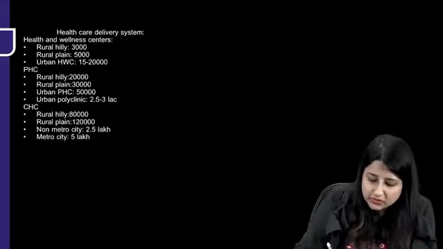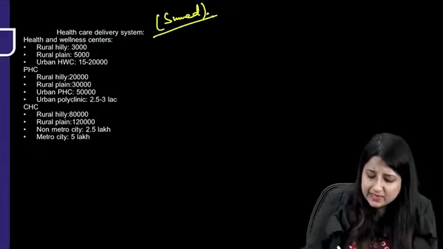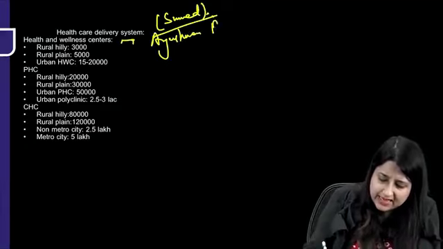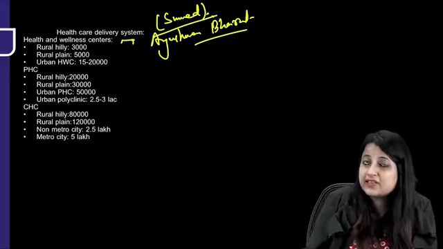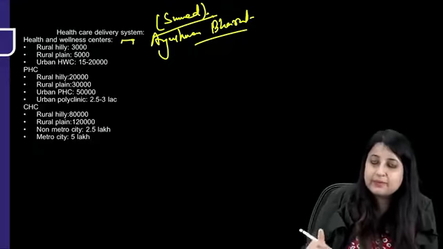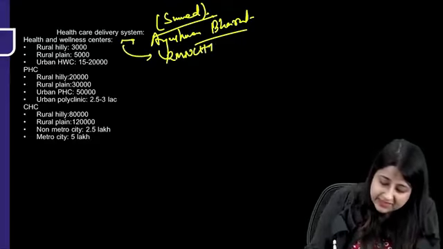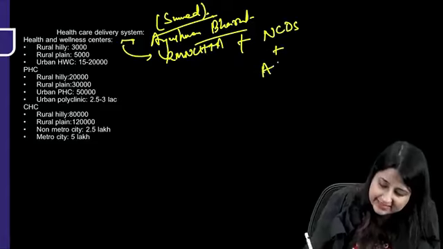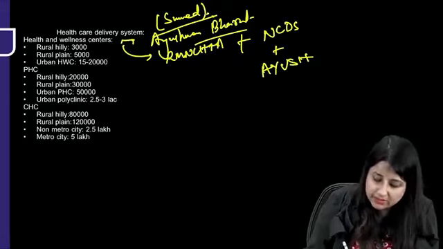Now, this is a small summed up update also. Health and wellness centers are now being created according to Ayushman Bharat, and we are upgrading the existing health sub-centers and PHCs to health and wellness centers, where we are providing a wider range of services. Other than RMNCH plus A facilities, we are also now providing services for NCDs as well as Ayush. Rural hilly areas 3,000, rural plain areas 5,000. Nothing has changed over here.